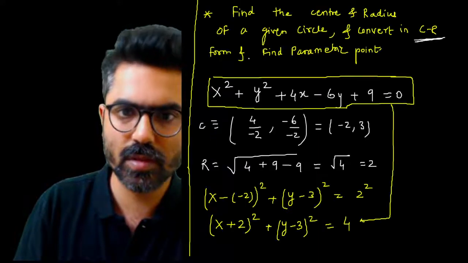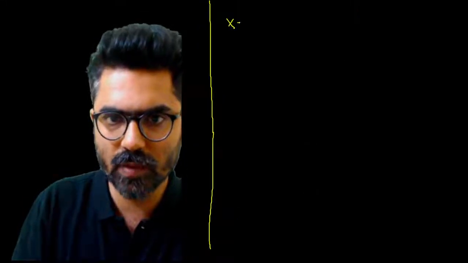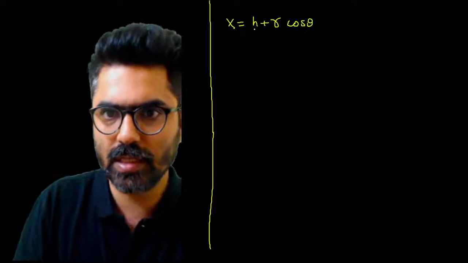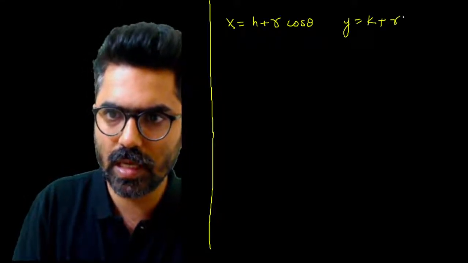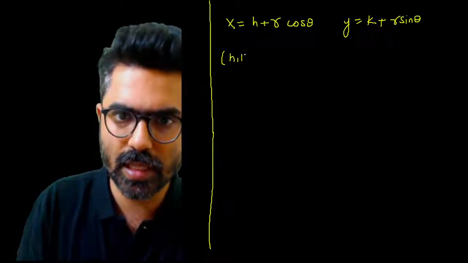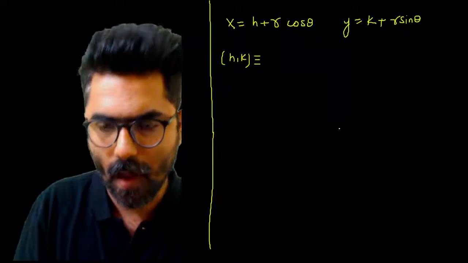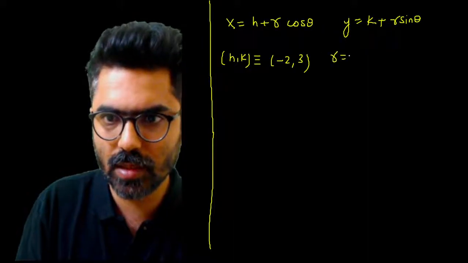Now, the last part was to find the parametric point. So the parametric point normally is what? x is equal to h plus r cos theta, and y is equal to k plus r sin theta. h and k are the center. Here the center is minus 2 comma 3 and the radius is 2.